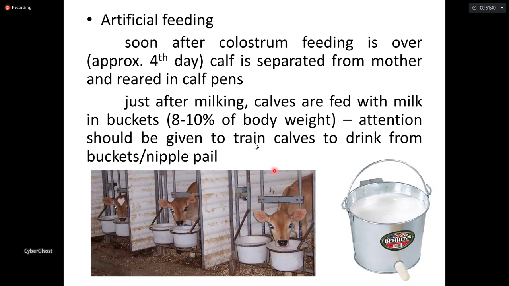This is more effective and more efficient because we know the young ones are getting a particular volume of milk during the period. With the mom, we do not know the amount that they usually consume.